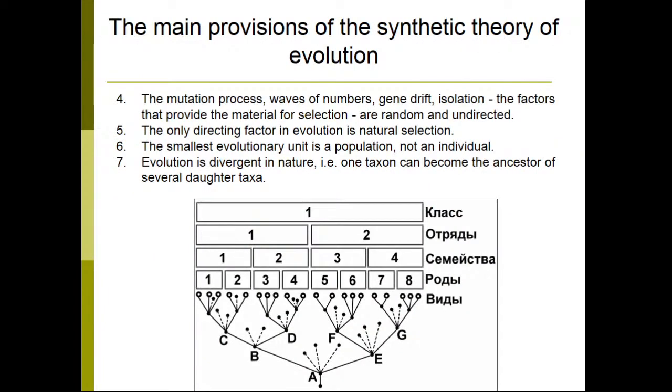And again, we can see the picture. We saw this previously, but now we can understand new information in this picture. The mutation process, population waves, gene drift, and isolation are the factors that provide the material for selection; they are random and undirected. The only directing factor in evolution is natural selection. The smallest evolutionary unit is a population, not an individual or a person. Evolution is divergent in nature. It means one taxon can become the ancestor of several daughter taxa.